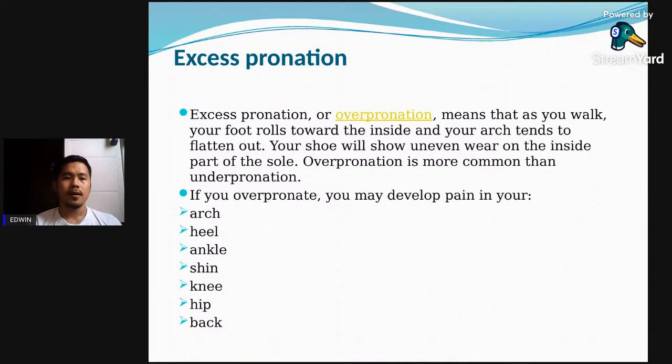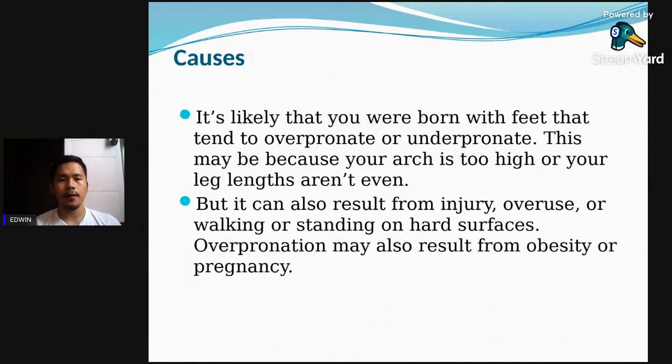Excess pronation. Excess pronation, or overpronation, means that as you walk, your foot rolls toward the inside and your arch tends to flatten out. Your shoe will show wear on the inside part of the sole. Overpronation is more common than underpronation. If you overpronate, you may develop pain in your arch, heel, ankle, shin, knee, hip, or back.